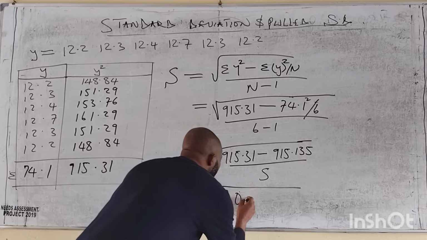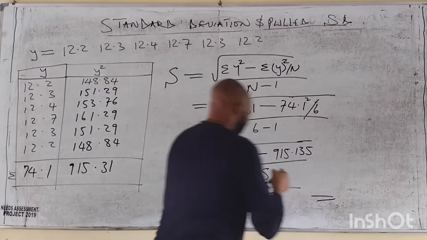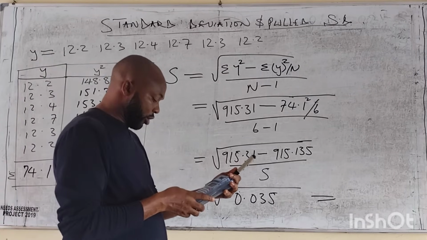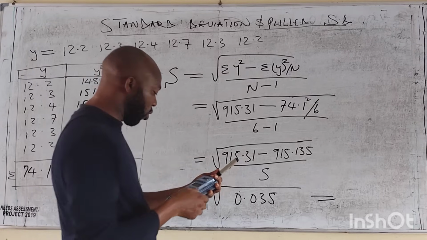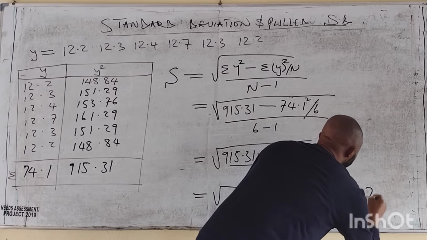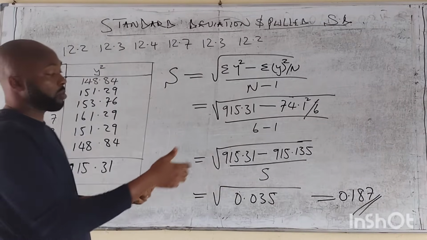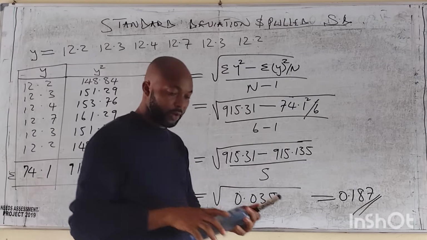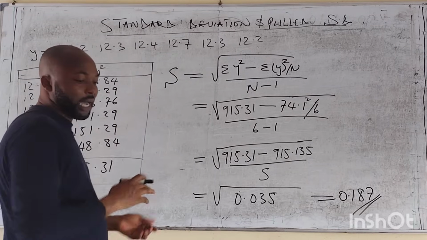The root of 0.035 will give us 0.187 as our standard deviation, approximately, to the nearest decimal, 0.2 or 0.19, any of the above. So this is our standard deviation.